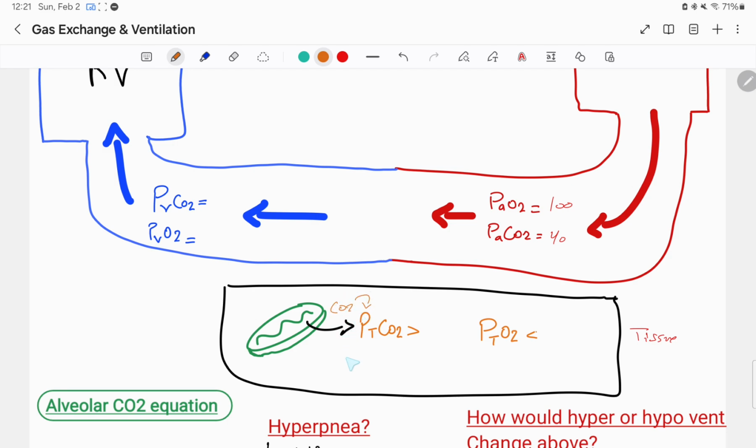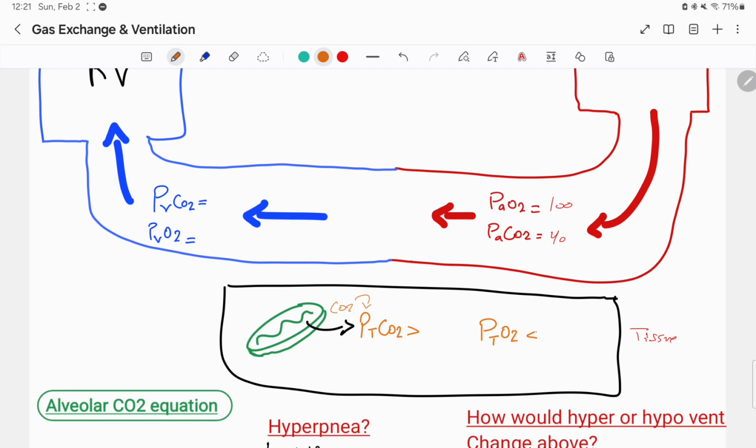That CO2 contributes to this partial pressure of CO2. If that is the scenario, that CO2 partial pressure has got to be high here in order to move down its concentration gradient into the blood and go back to the alveolus so it can get exhaled out. So this value's got to be high here. That's why I have greater than. It's going to be greater than what, though? What do you guys think?